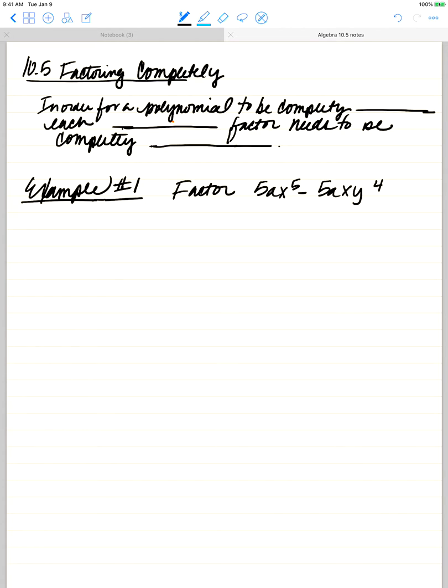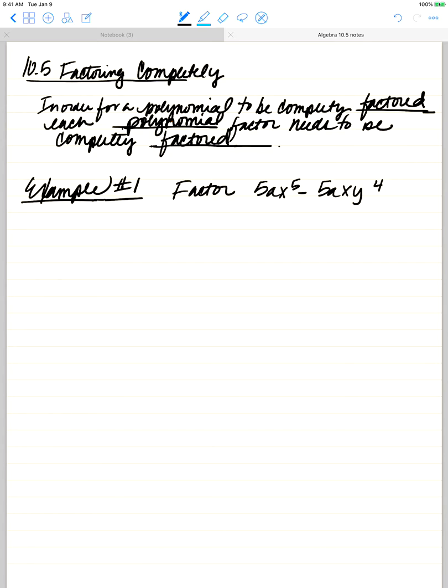In order for us to consider a polynomial to be completely factored, each polynomial factor needs to be itself completely factored. So what does that mean? Let's take a look at example number 1. Factor 5ax to the fifth minus 5axy to the fourth.